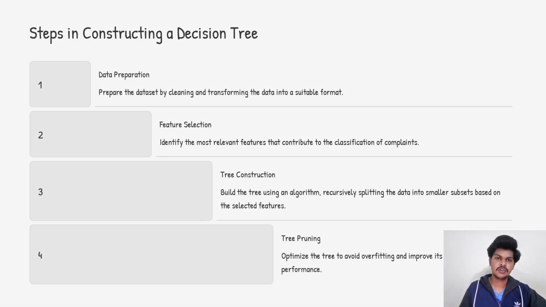Steps in construction of a decision tree. First, data preparation. Prepare the dataset by cleaning and transforming the data into a suitable format. Second, feature selection. Identify the most relevant features that contribute to classification of complaints. Third, tree construction. Build the tree using an algorithm, recursively splitting the data into smaller subsets based on the selected feature. Fourth, tree pruning. Optimize the tree to avoid overfitting.